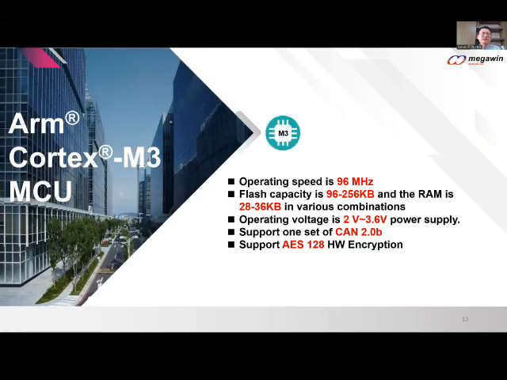So next one is M3 MCU. So with the M3 MCU, we have 96 megahertz for the CPU operating speed, and the flash will be up to 256 KB, and the RAM is up to 36 KB, and operating voltage will be from 2 volt to 3.6 volt for the power supply. And we also have the CAN bus 2.0B.